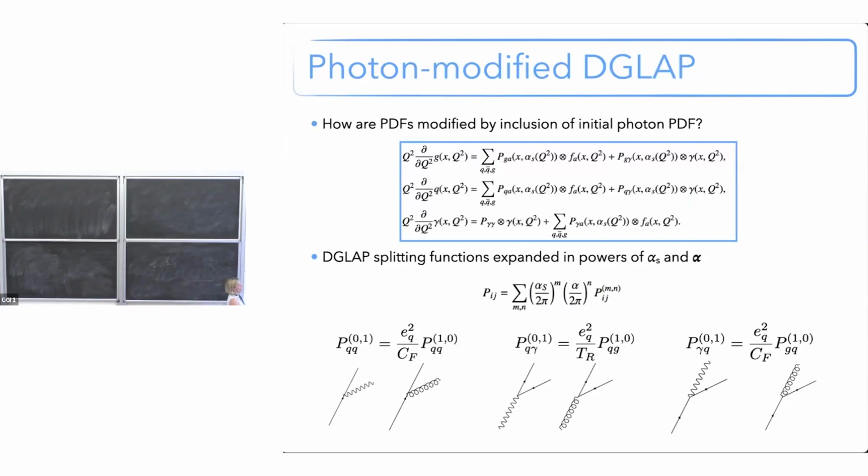They are expanded not only in powers of alpha_s, but in powers of alpha_s and alpha electroweak. As you can see, for example, apart from the non-abelian component, which we don't have for the photon, it's a similar thing. You have just e_q squared over C_F. So at leading order, it's easy. When you go beyond leading order, it's more complicated.